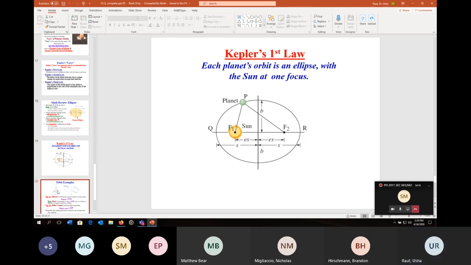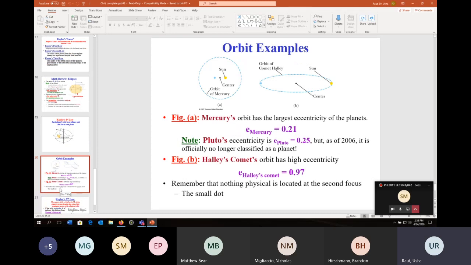And so these are a few examples of orbits. See the orbit of Mercury, right? It has the largest eccentricity of the planets. So it just means it's an elongated orbit. It used to be Pluto, but some of you may be aware that as of 2006, Pluto was removed as a planet. It no longer is a planet.